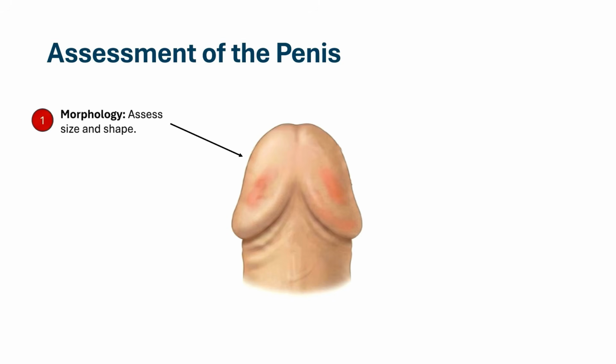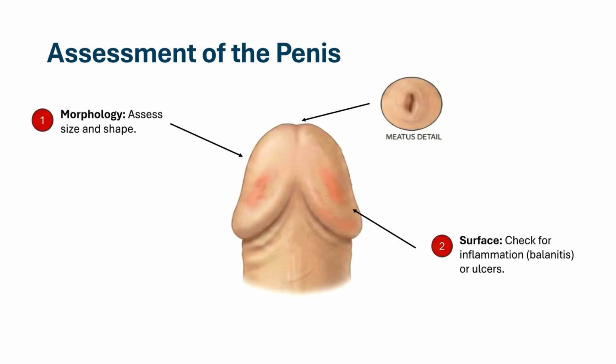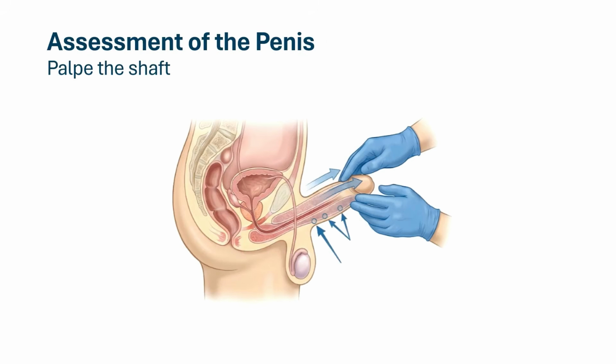Examine the glans for morphology, including size and shape. Check for inflammation or ulcers. Note the location of the meatus urethralis on the glans. Palpate the shaft for indurated or tender areas.